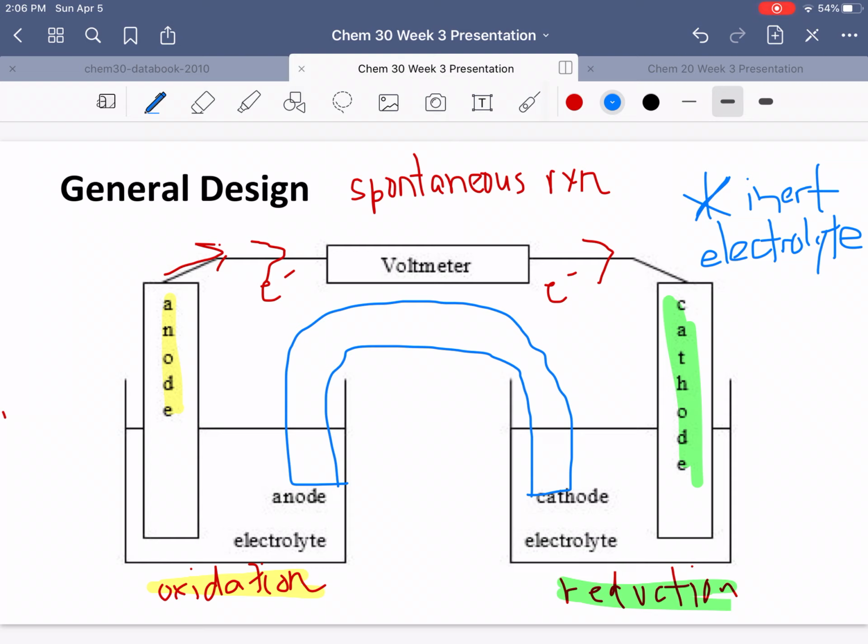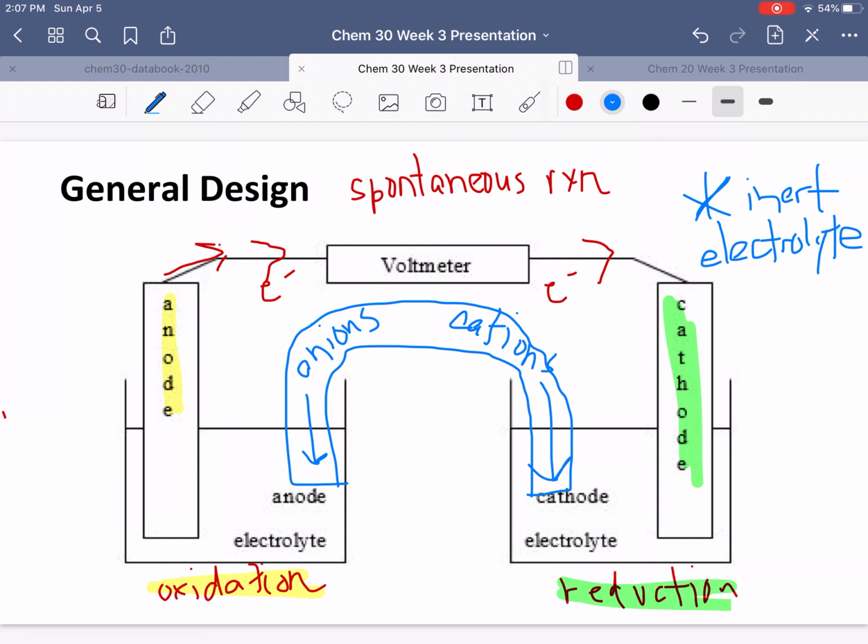Now, this is important for you to know. We need to always recognize that in that salt bridge, the anions, so in other words, the negatively charged particles, will flow towards the anode. Oh, that makes sense. Anions to the anode. Vice versa, the cations, so the positively charged ions in there, are going to flow to the cathode. So keep that in the back of your head, right? Anions go to the anode, cations go to the cathode.